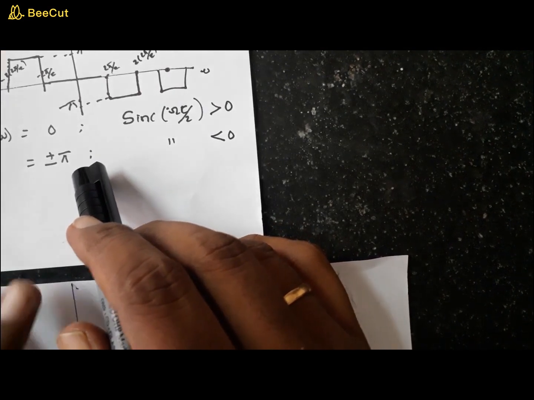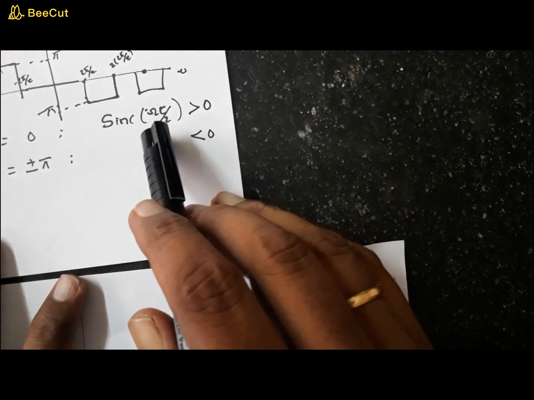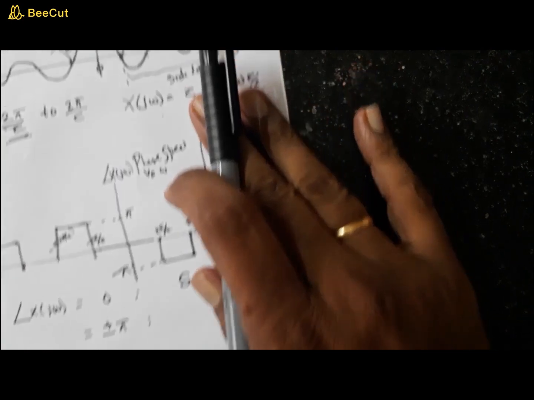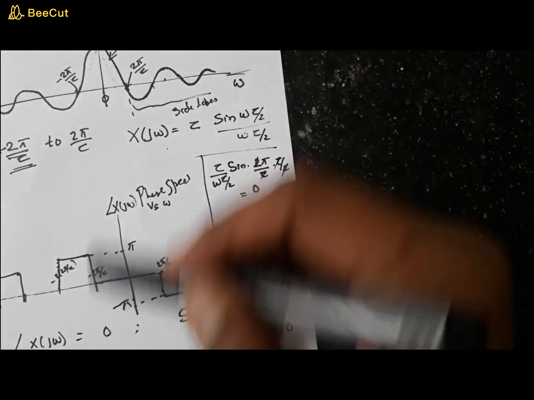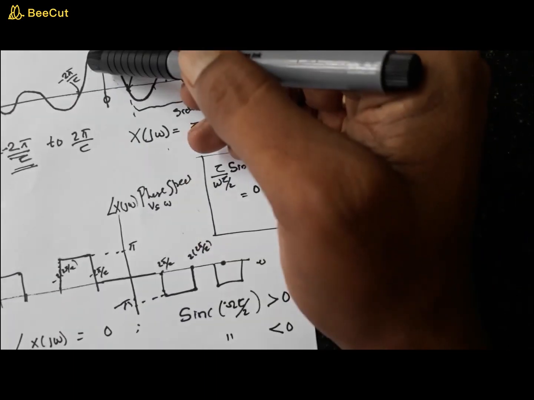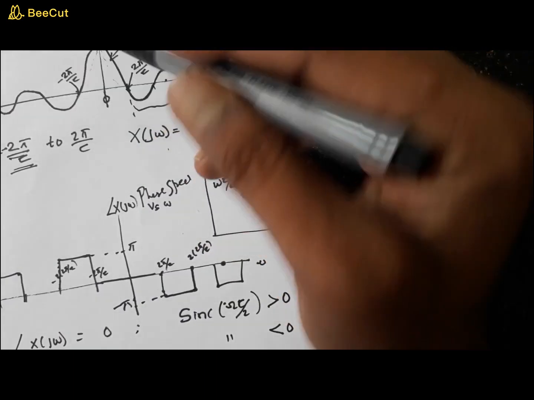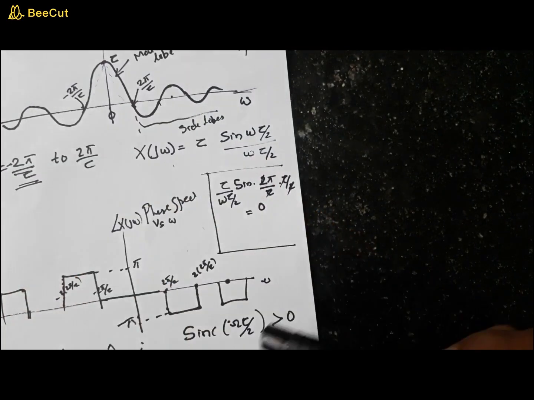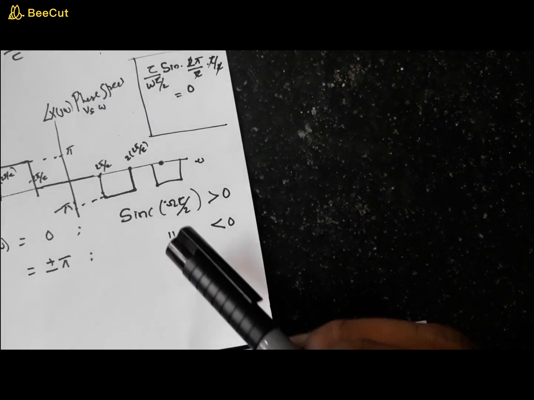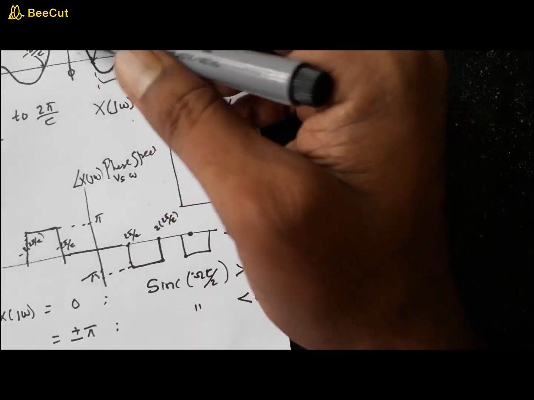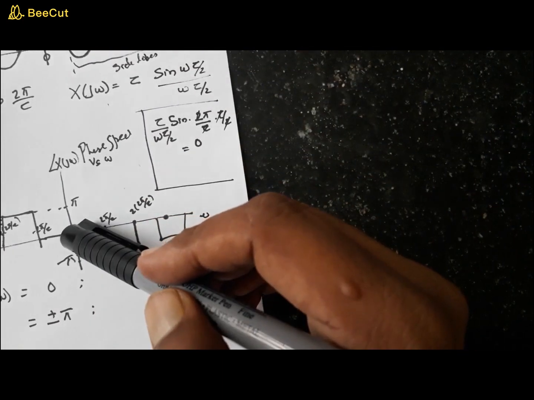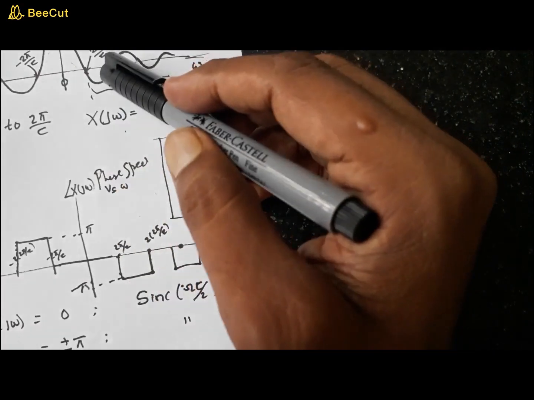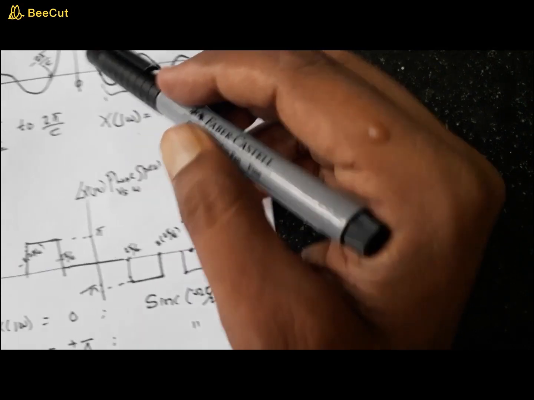Angle X of omega is equal to 0 when the sinc of this function is greater than 0. I've just drawn it exactly underneath this spectrum just to show this region, that is the space between minus 2 pi by tau and plus 2 pi by tau. This sinc function is positive, greater than 0. So over that region the phase will be equal to 0, and it can be plus or minus pi whenever the sinc function is less than 0. That is, the sinc function can be less than 0 in this region as well as in this region.